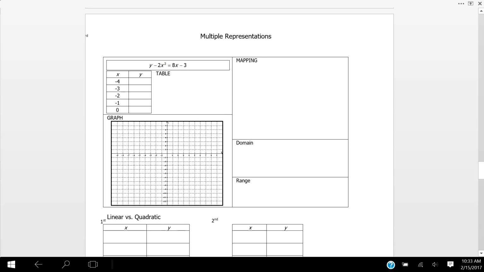We could do a table, mapping, a graph. So here's our equation. And okay, it's time for lazy. You ready for lazy? Or I could just copy from my thing. I'm going to go ahead and show you lazy.